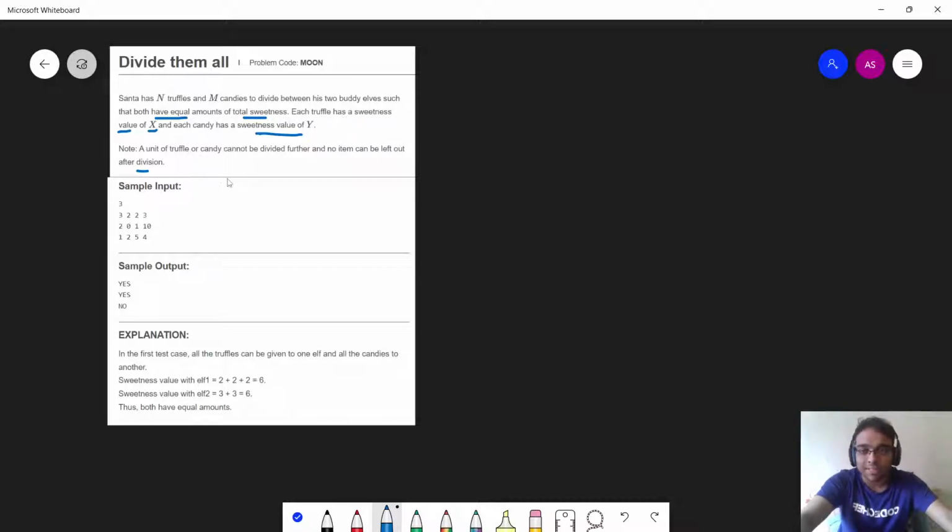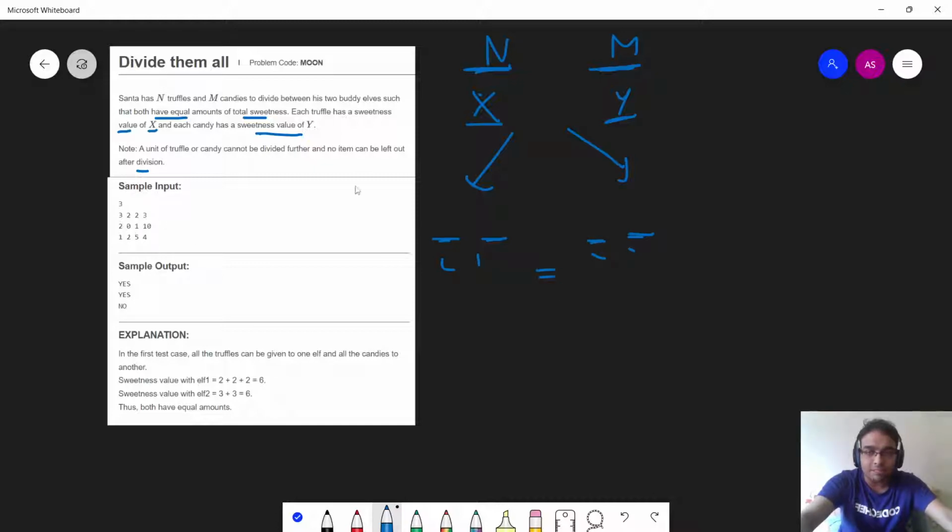Okay, so now let me just summarize what the problem statement is saying. You have N truffles and M candies, and the sweetness value of each truffle is X and the sweetness value of each candy is Y. Now I have to divide the N truffles and M candies into two categories such that the net sweetness value of both of them should be equal, right? So this is what the problem is saying.